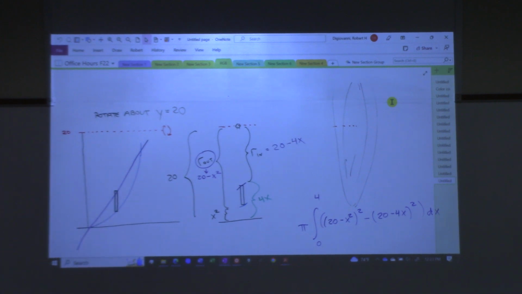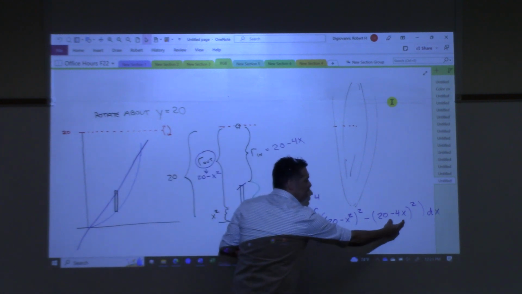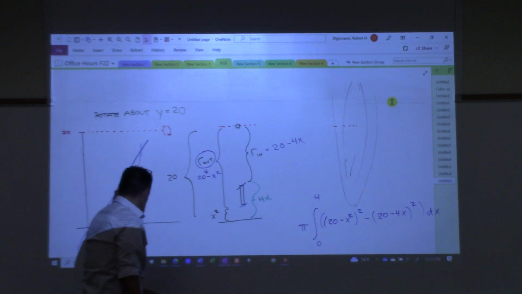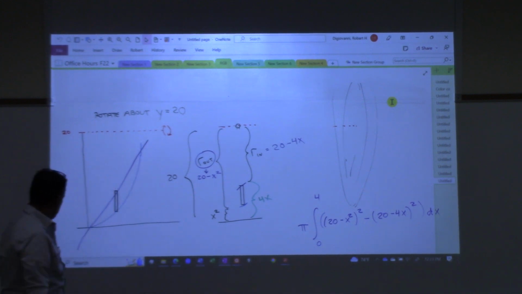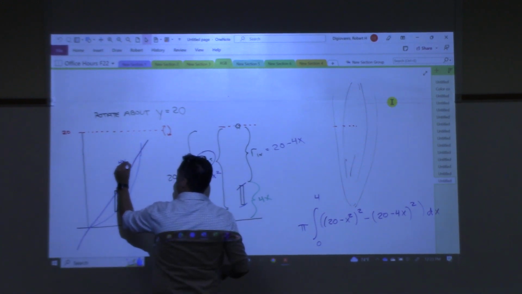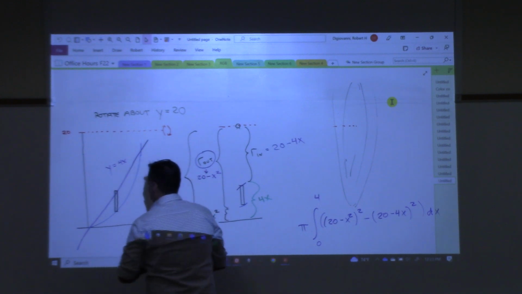So what are the two equations again? The outer radius squared, inner radius squared. No, I mean, what are the two equations? Oh, I didn't put it up here because I think this is like the third one we've done. It's 4x. The purple one is y equals 4x, and the blue one is y equals x squared.